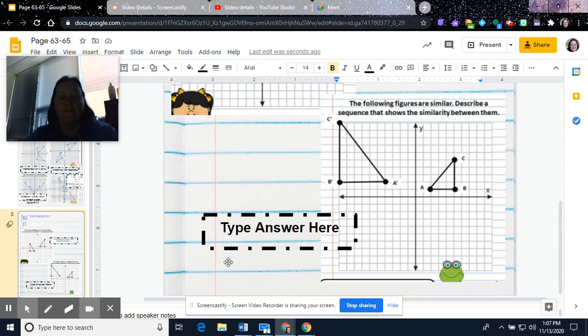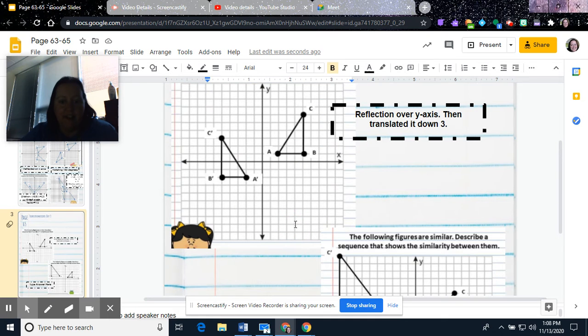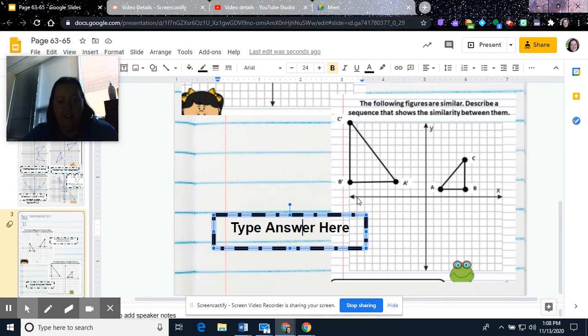Now this one, they are also similar, and we're going to describe the sequence that shows the similarity between them. Since they are different sizes, at some point we know that there's going to be a dilation. And so I think I would want to take care of that dilation first. So again, I'm going to shrink my font. Feel free to do the same.